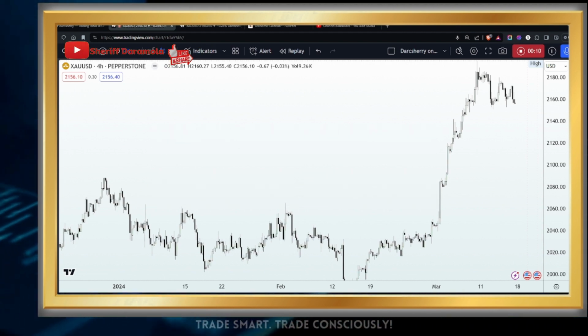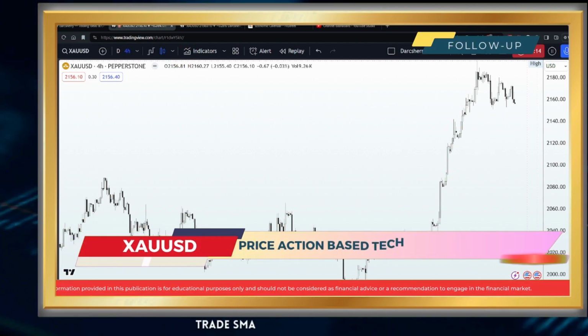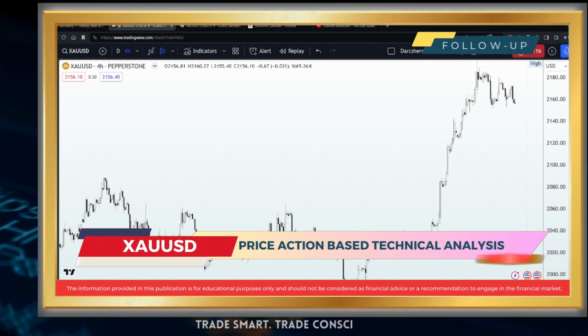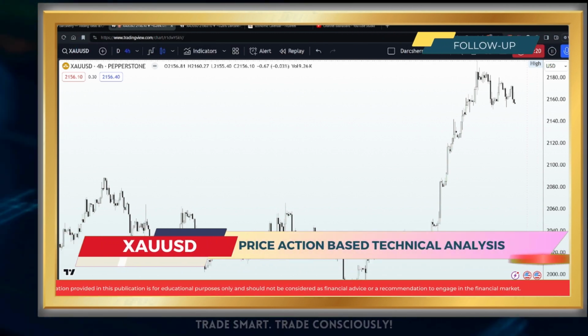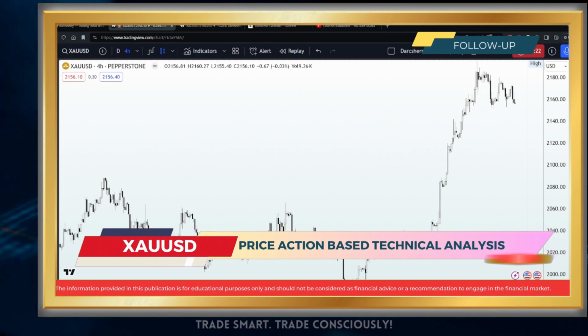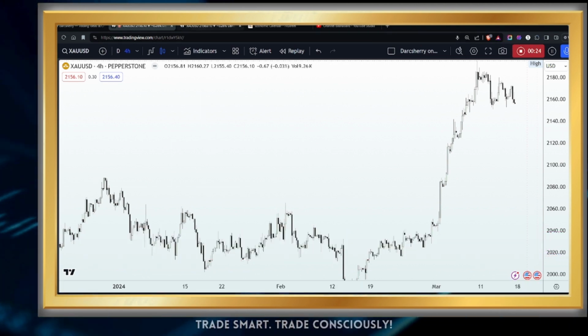I am Sheriff Daramola, and in today's session, we will be delving into the XAUUSD chart, unveiling a straightforward trading setup to equip you for the upcoming week.